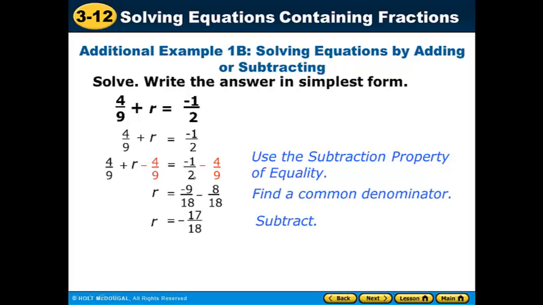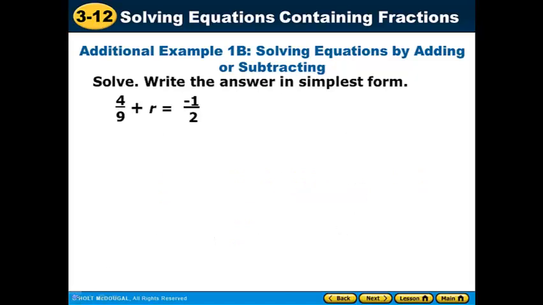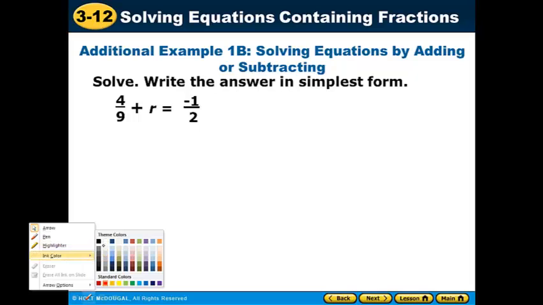Now I'm going to show you another way to do this, where we can actually get rid of the fractions and turn this whole equation into just dealing with integers with no fractions. So let me go back so I can show you. Okay, so let's go ahead and see. Let's change the ink color to, let's use blue.